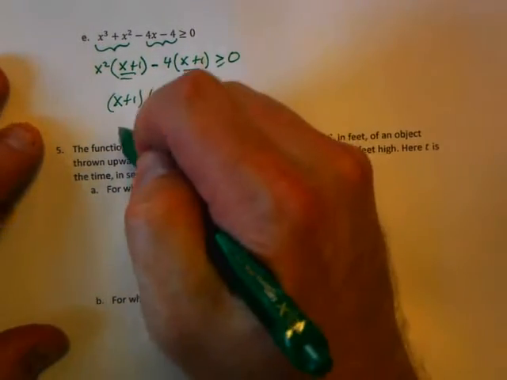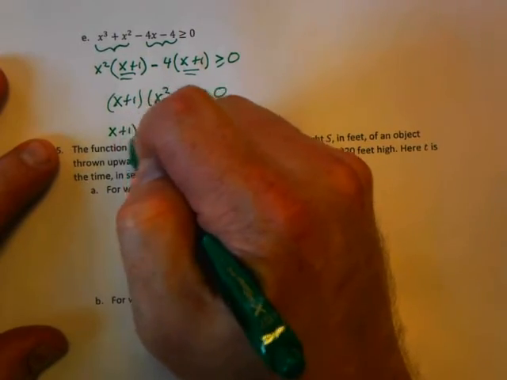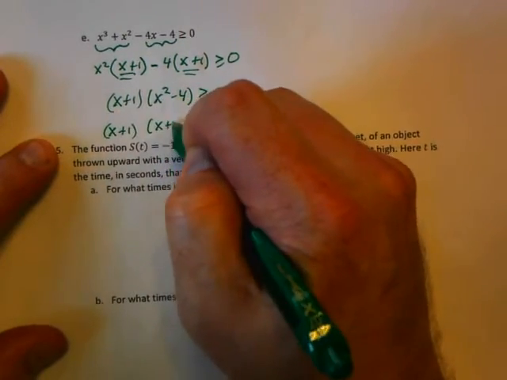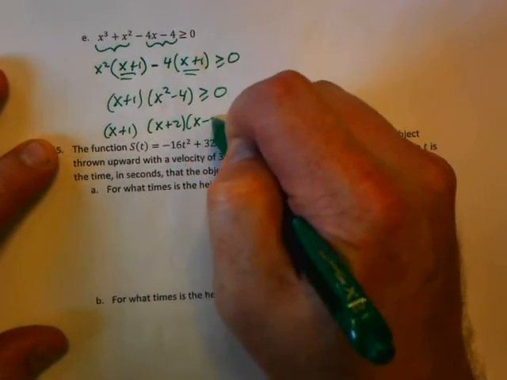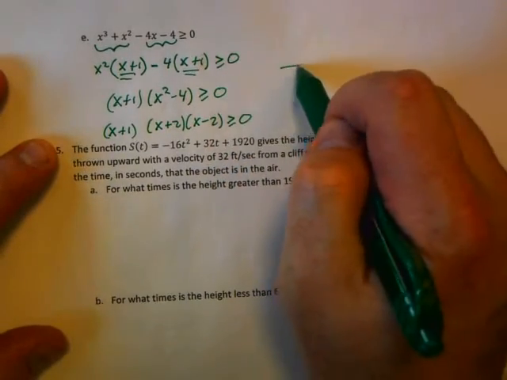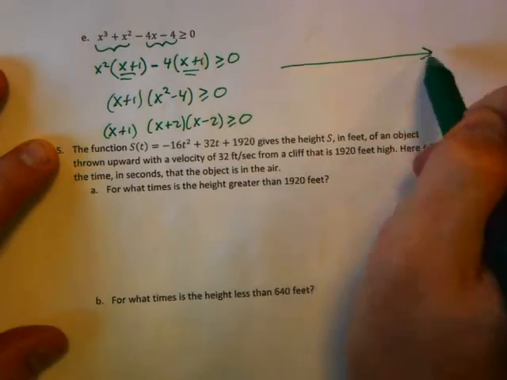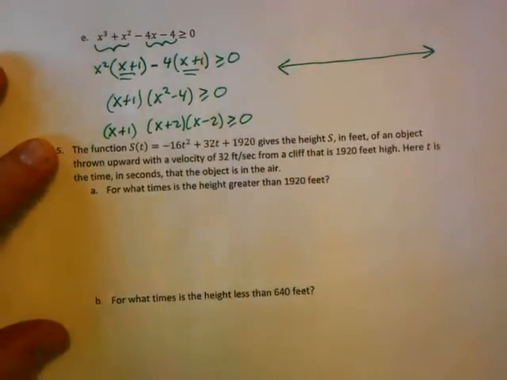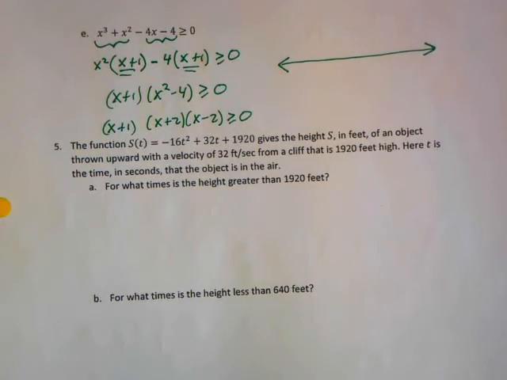Difference of perfect squares. So we have x plus 1 times x plus 2 times x minus 2 greater than or equal to 0. So this time when we draw our number line, how many points do we have to put on our number line? 3. Does that surprise us? No. It shouldn't. Why shouldn't it surprise us? We started with an x cubed. When we start with an x cubed, you usually get 3 answers. When you start with an x squared, you usually get 2.